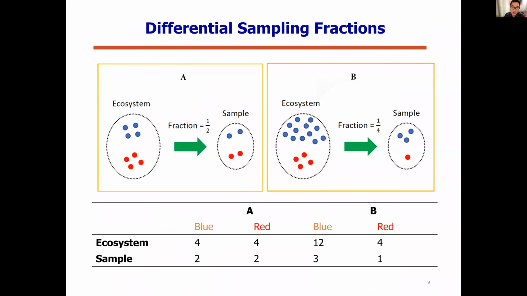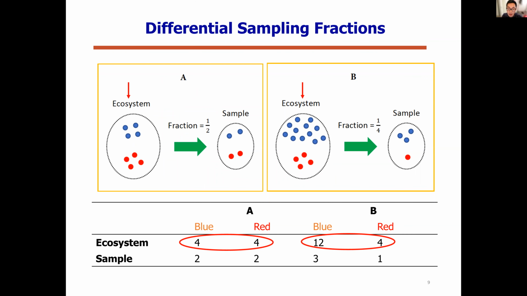The second, and the most important, feature of microbiome data is that what we observe is affected by differential sampling fractions. Here is another toy example. Suppose we have 2 subjects, subject A and B. If we look at their ecosystems, such as what is happening in their guts, we have 4 blue and 4 red in ecosystem A, and 12 blue and 4 red in ecosystem B.